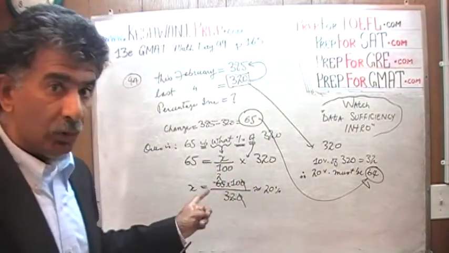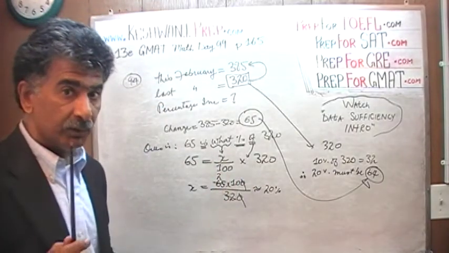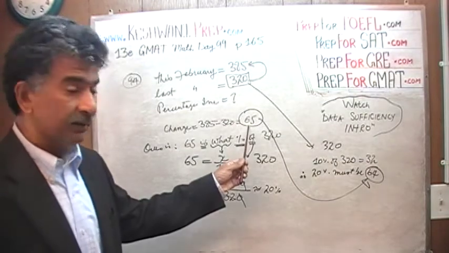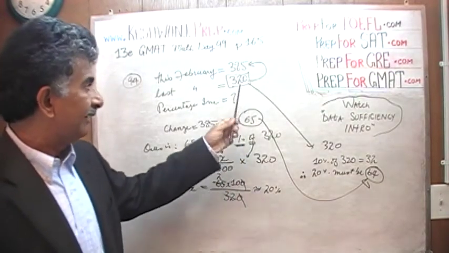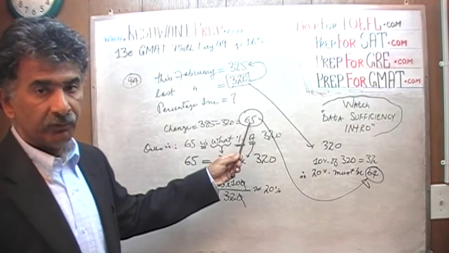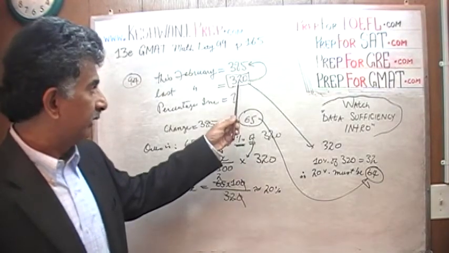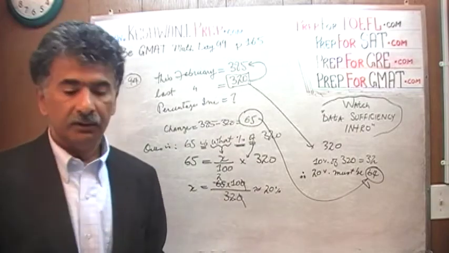So we didn't have to do all of this work. We didn't have to do any of this work if you were quick enough to realize right there that 65 is about 2 times 32. If you realize that right away, you could have saved yourself a bit of time, and you would have realized right away that the increase is 20%.